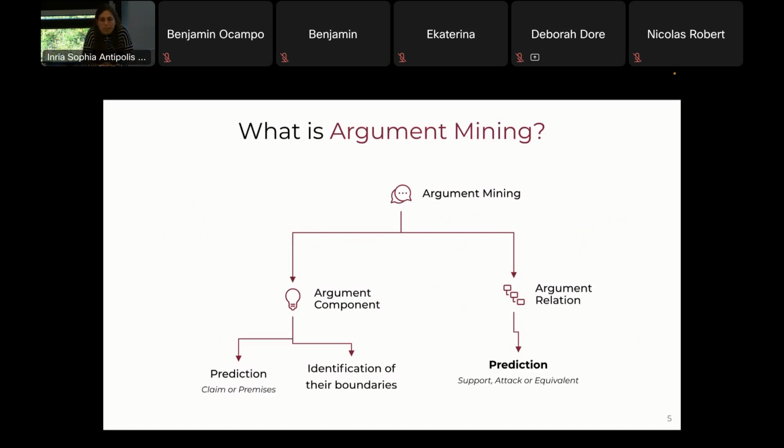But first, let's take a step back. What is argument mining? Argument mining is a research area that deals with the analysis of arguments, and this task can be further split into argument component detection and argument relation detection. Argument component detection deals with the prediction of the type of argument that can be either claim or premise, and identification of the boundaries of the argument. On the other side, argument relation detection deals with the prediction of the type of the relation between arguments that can be support, attack, or equivalent. In particular, we will focus on this last task, that is argument relation prediction.